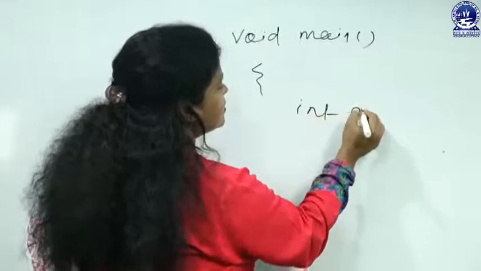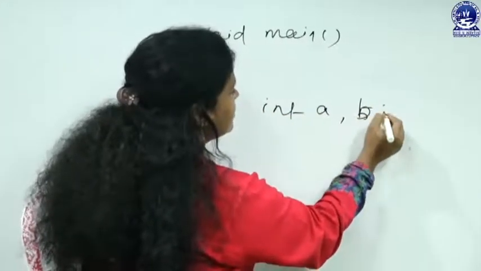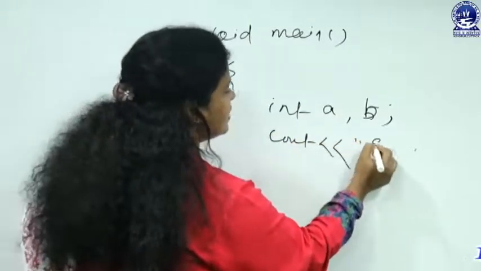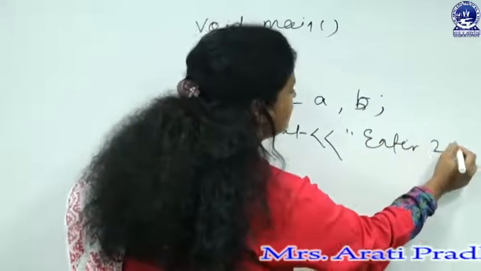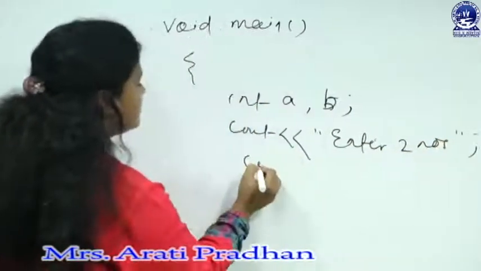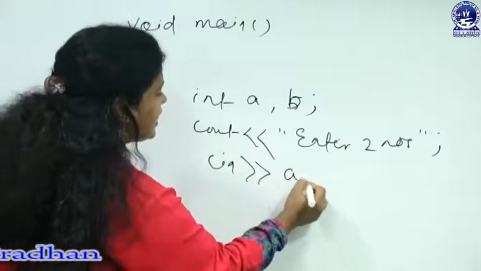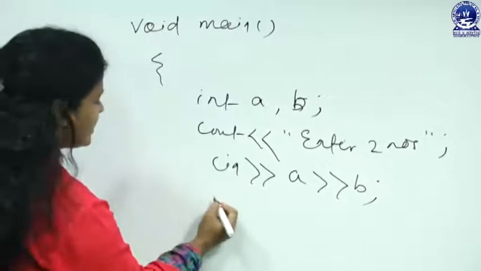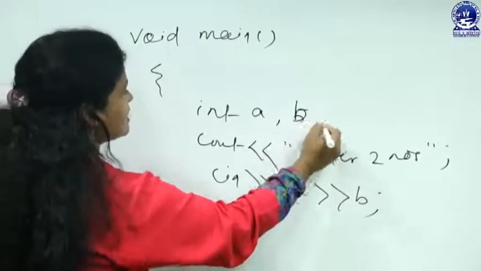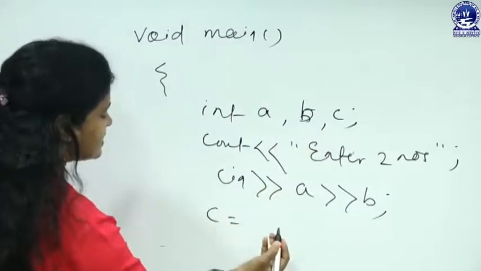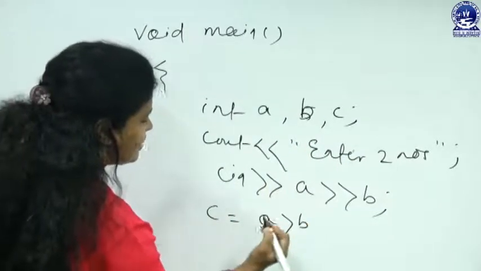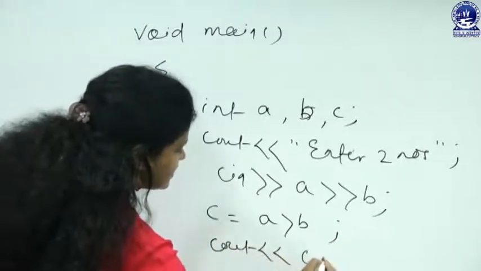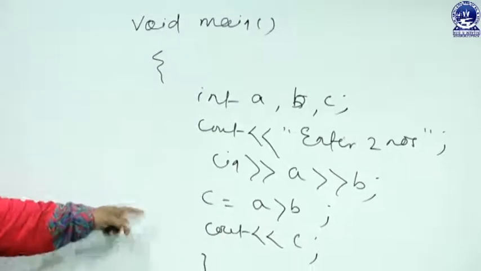Suppose I have used two variables here, int a and b. Then I am writing cout, enter two numbers, and by using cin you will enter two values. And then, suppose I am using C here, I am writing C equal to A greater than B, and then cout C. Let me explain this one.